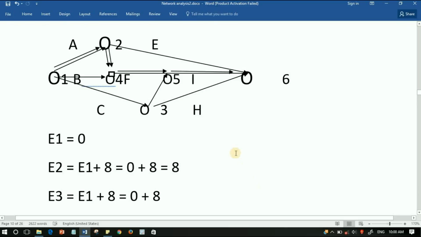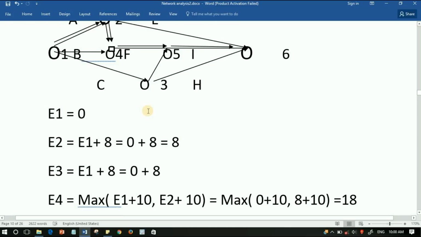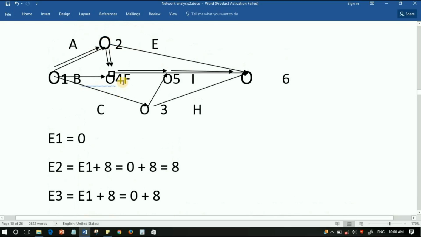Then we are going to find out the earliest event time. First of all, the time is event time. The starting event is always 0. We take E1 is equal to 0. Then E2, you can see that it is E1 plus the time duration, which is given. E2 is equal to E1 plus 8, that is 0 plus 8 is equal to 8. Now E3 is equal to E1 plus the time duration, that is 0 plus 8 is equal to 8.